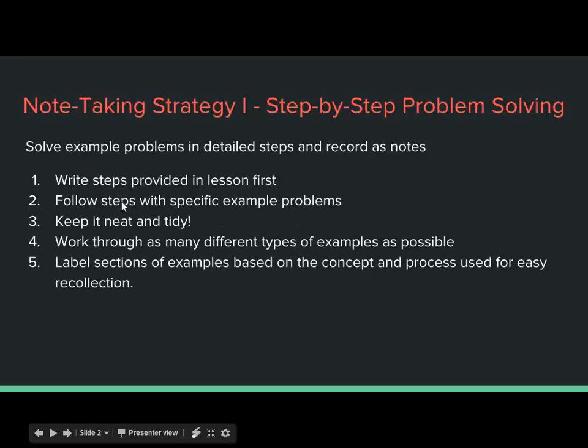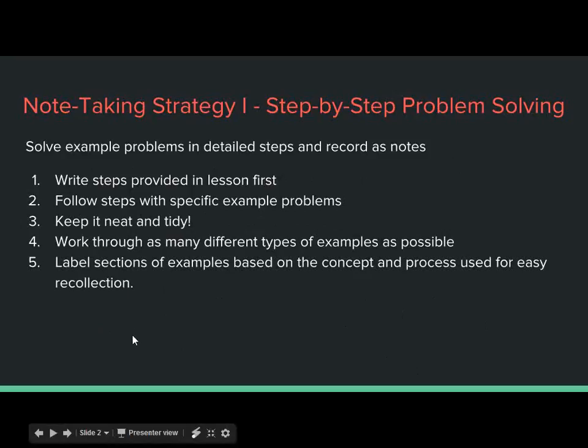Then if you have a specific example problem, follow those steps with that problem and make sure that you keep it really neat and tidy. A lot of times if you're just working on a problem, it'll get really messy because your brain goes everywhere and you're thinking in different places at once. But when you're taking your notes, you want to keep it super neat so that it's easy to follow later.